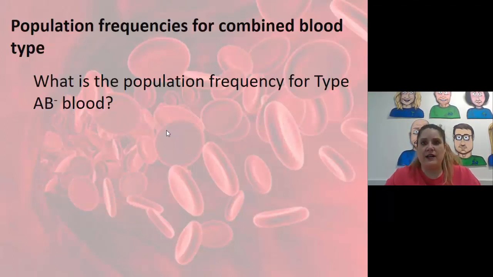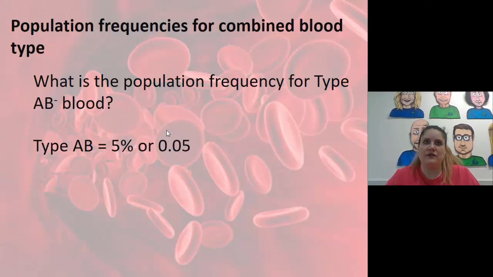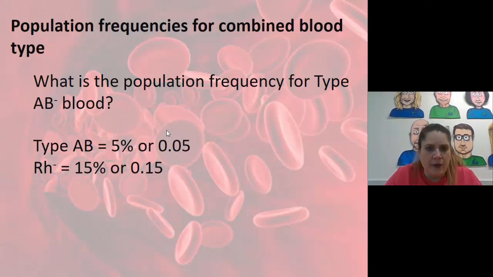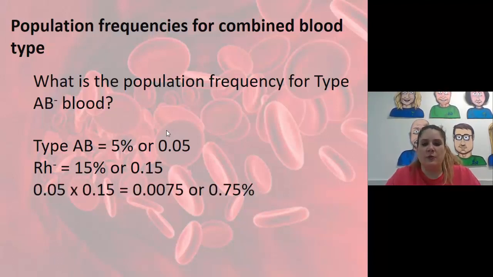So let's look at AB negative blood. That's me, AB neg. Let's figure this out. Type AB blood type has a 5% population frequency, or 0.05. What's negative? Good. 15%, or 0.15. Go ahead, hit pause, and figure out what the frequency is for AB negative blood. Okay, 0.05 times 0.15 gives you 0.0075, or 0.75%. So less than 1% of the population has the same blood type as me.